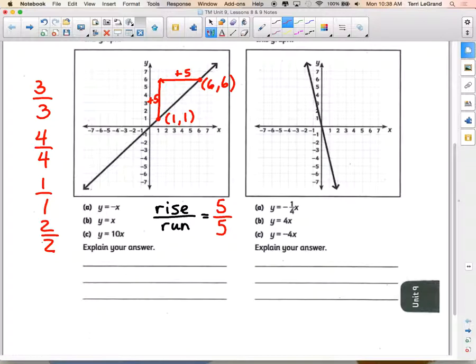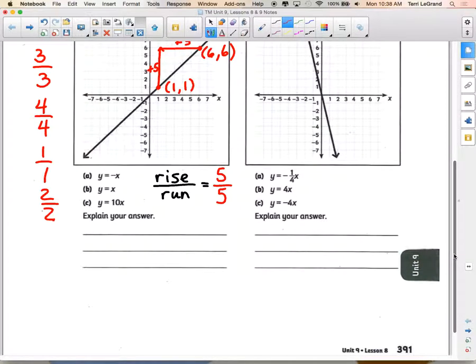Yes? Okay, what's the slope when it's 3 over 3? What does that simplify to? 1. What's the slope when it's 4 over 4? 1. What's the slope when it's 1 over 1? 1.